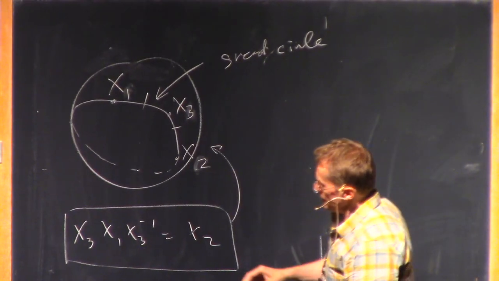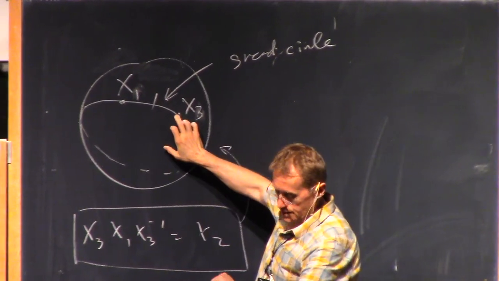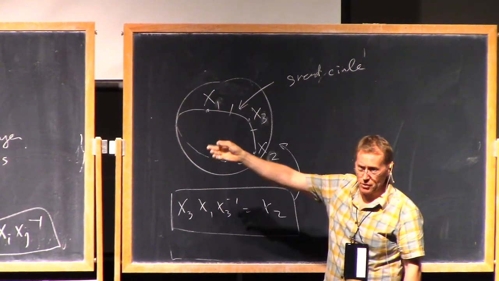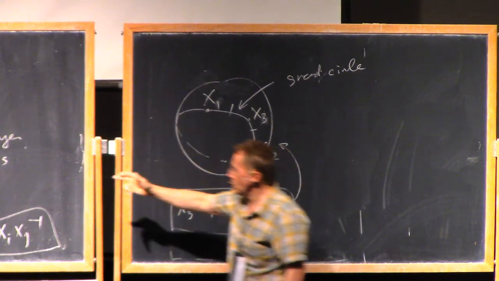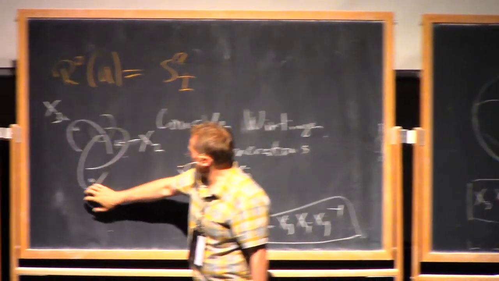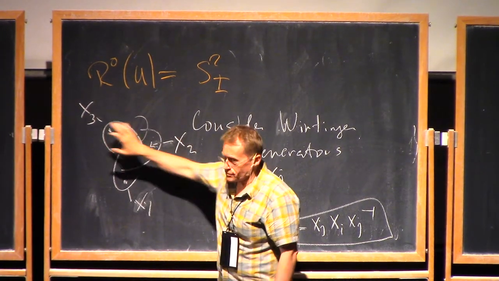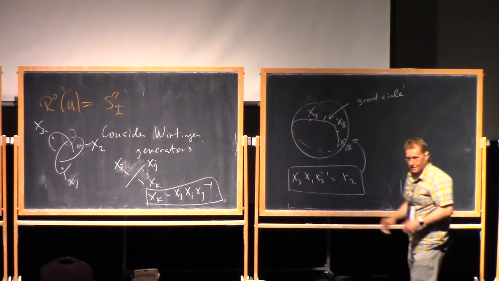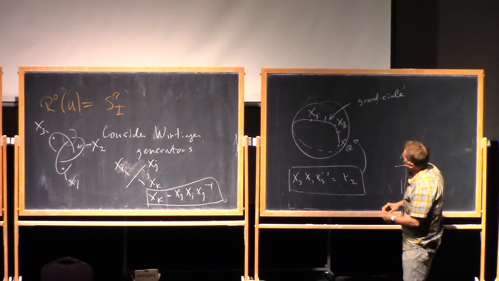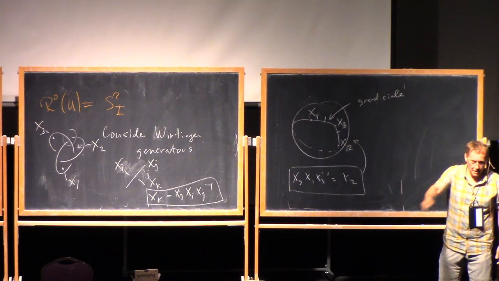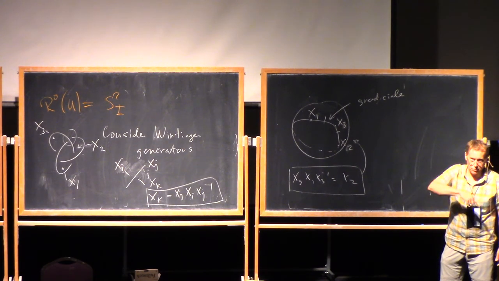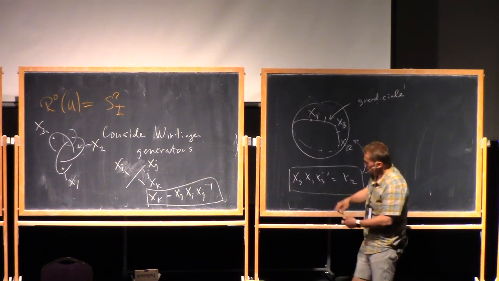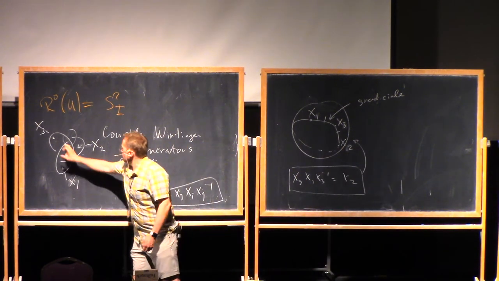So there are two possibilities. The representation either sends all three points to the same point. One fair solution to this equation is that the images of x1, x2, x3 are all equal. Then they all commute, so there's nothing to check. Another solution is that they're three symmetrically distributed points on an equator, on a great circle. You can check that the three relations imply the same thing.